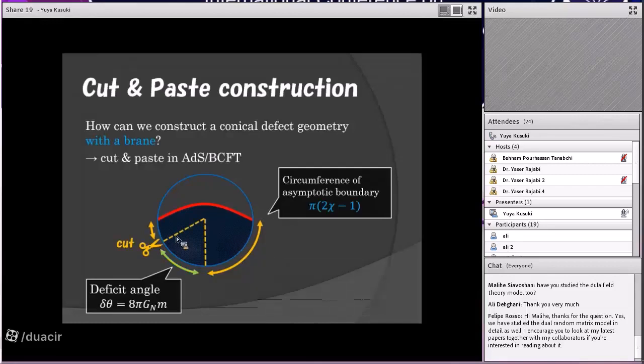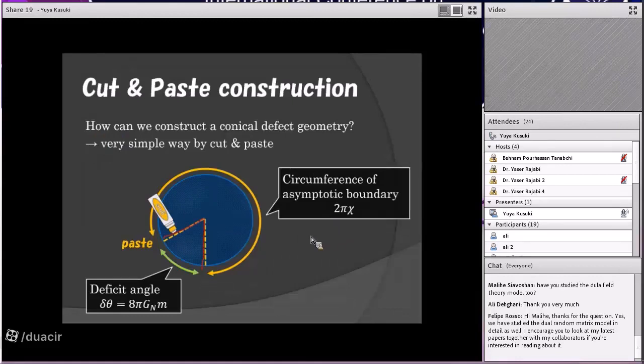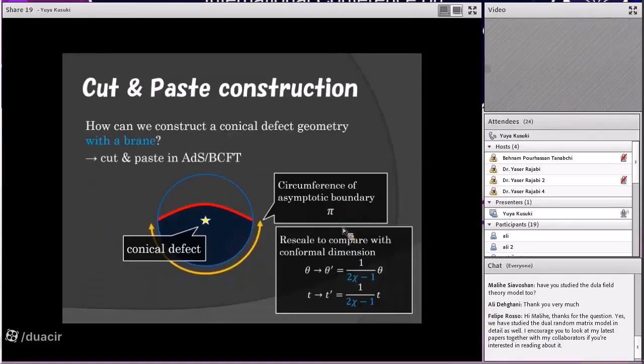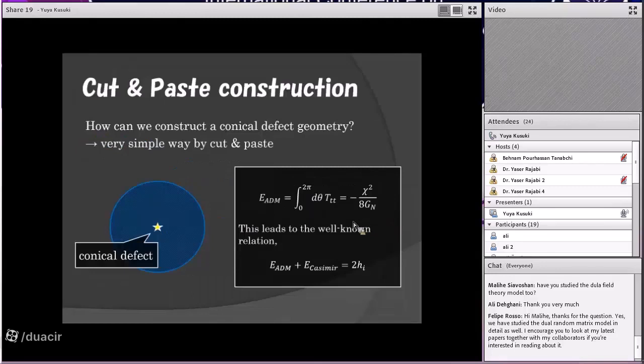And if we would like to induce a conical defect, then what we need to do is just to cut this geometry. But the circumference of the asymptotic boundary becomes a little bit complicated compared to this standard case. So as a result, the eddy mass of this geometry becomes a little bit complicated, unlike this one.